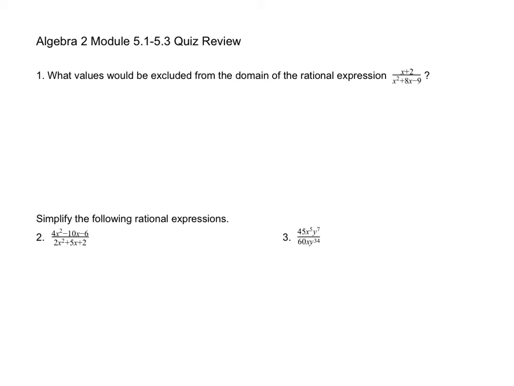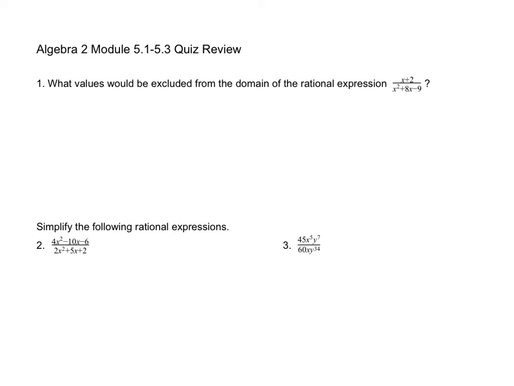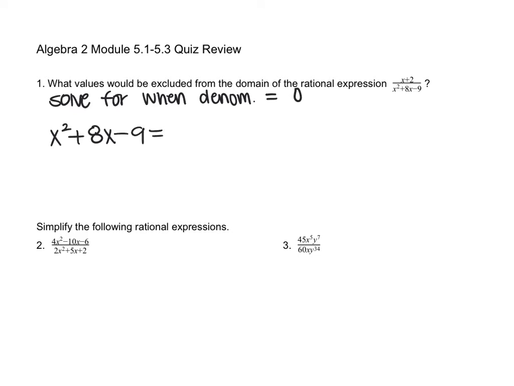So when we're trying to figure out the values that are excluded from the domain, we solve for when the denominator equals 0. So in this problem, we have x plus 2 over x squared plus 8x minus 9. We're going to take x squared plus 8x minus 9, set it equal to 0, and solve.